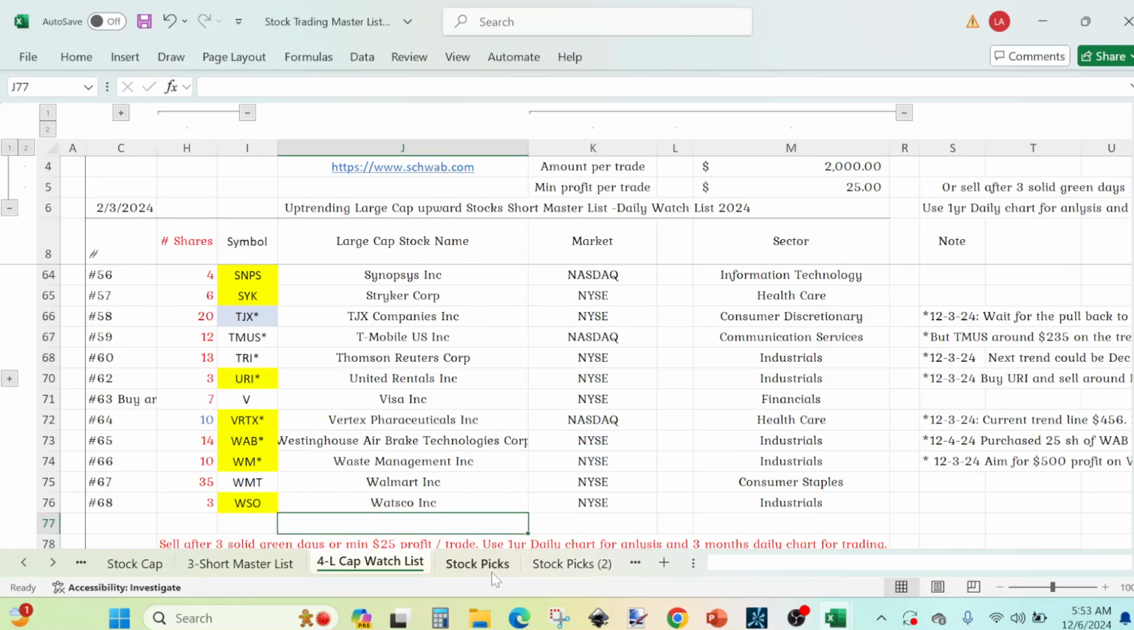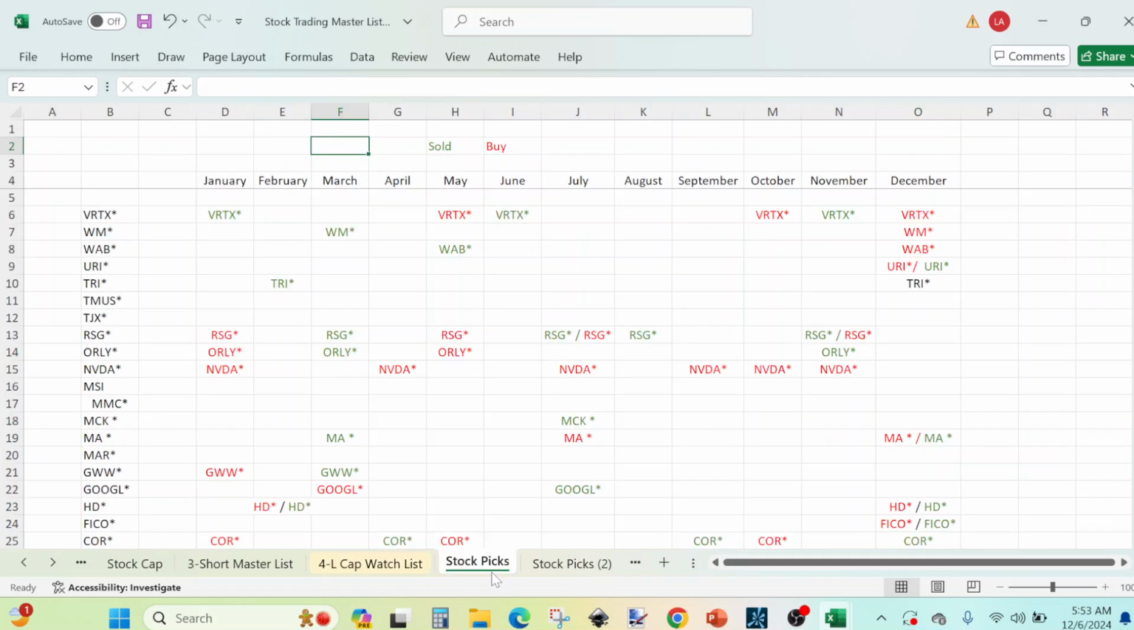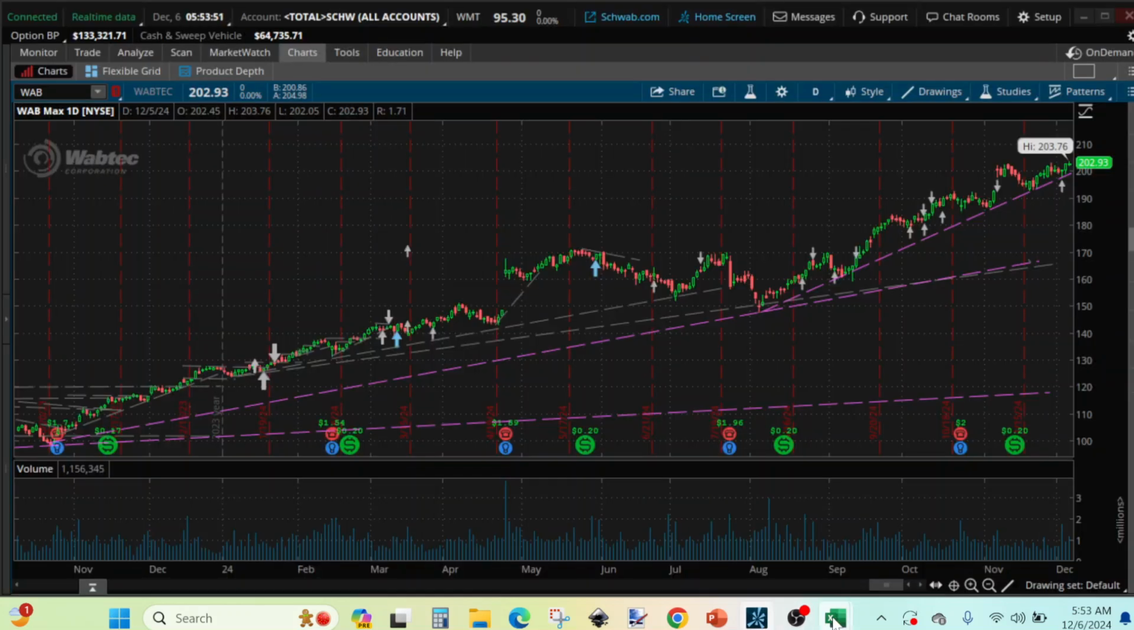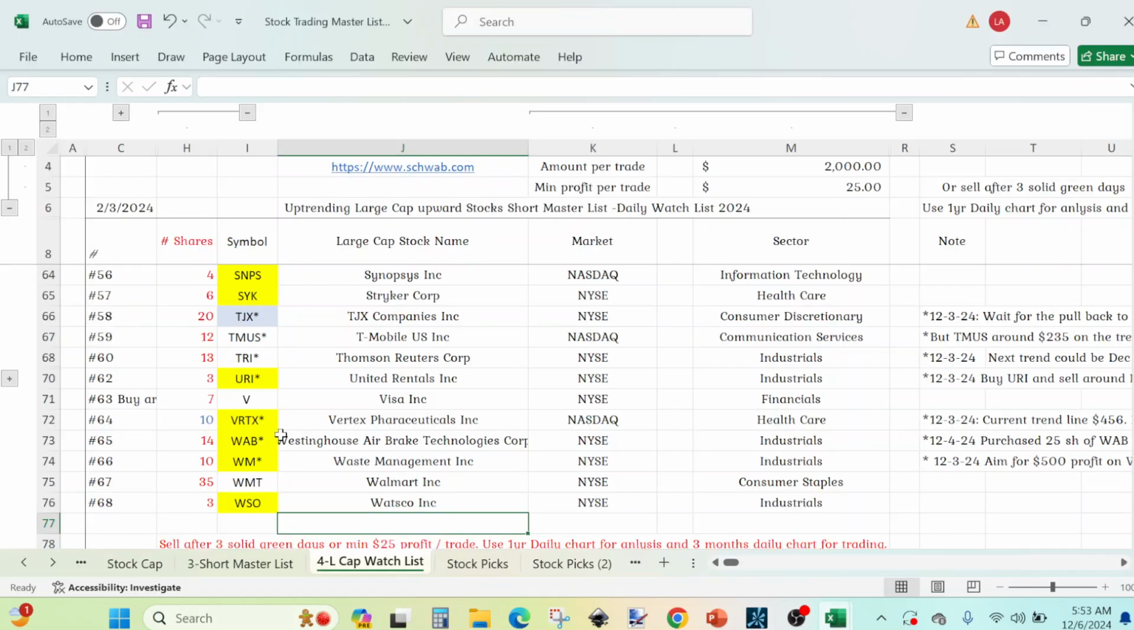And let's look here. WAB. Okay, I put May here for it. Okay, so that is our exit plan there. We'll keep an eye on it. So the next one is WM.